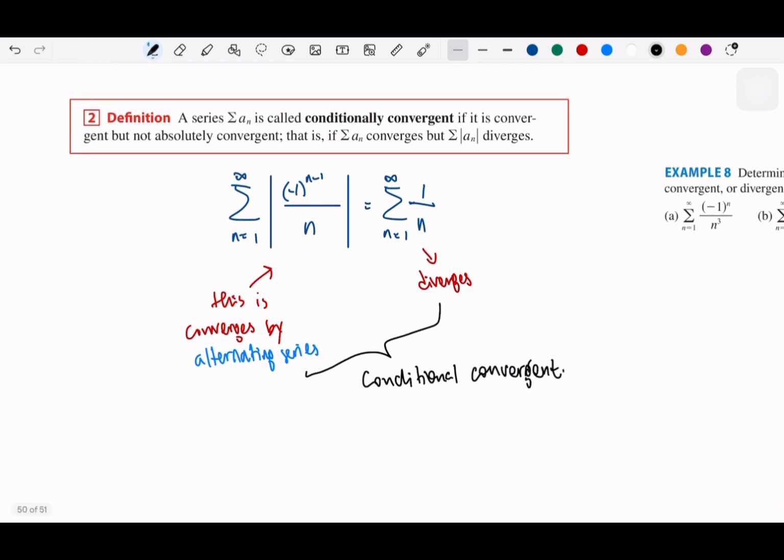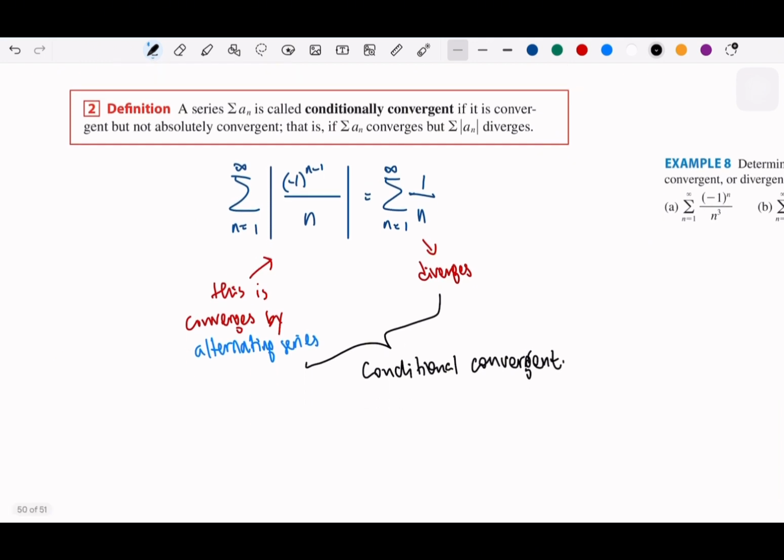And I think I forgot to write the last thing. It's actually just a conclusion. So if the series is absolutely convergent, it is convergent. Okay, it is convergent.